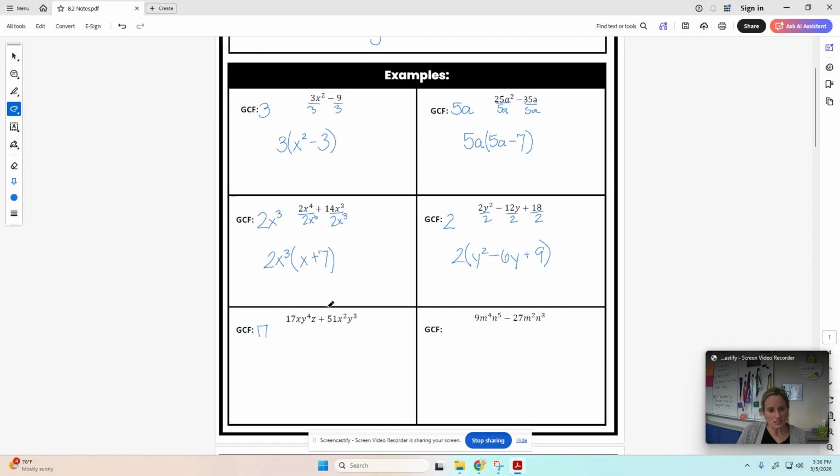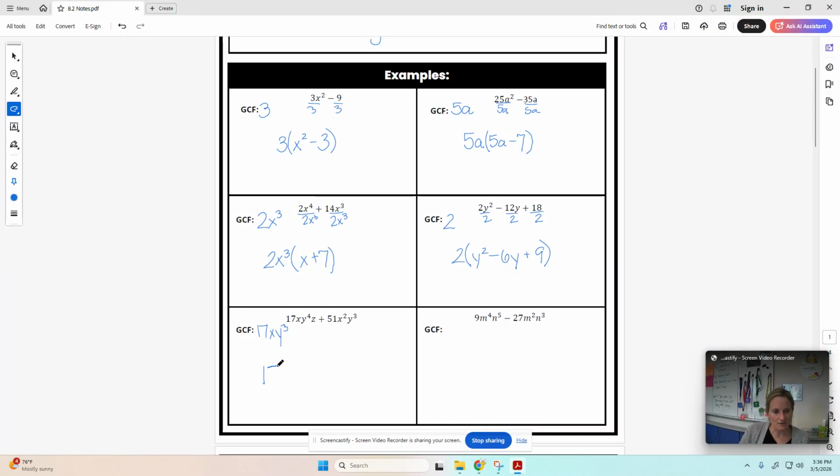So when I look at these, both terms have an x, so my greatest common factor will have an x, and the smallest exponent on the x is this one right here, the 1. So my greatest common factor is x to the 1st power. Both terms have a y, so my greatest common factor has a y, and the smallest exponent on the y is 3, so my greatest common factor has a y to the 3rd. Only the first term has a z, the second one does not, so that's not something that's in common. It's not part of the greatest common factor.